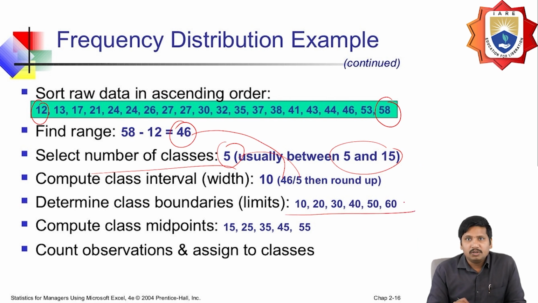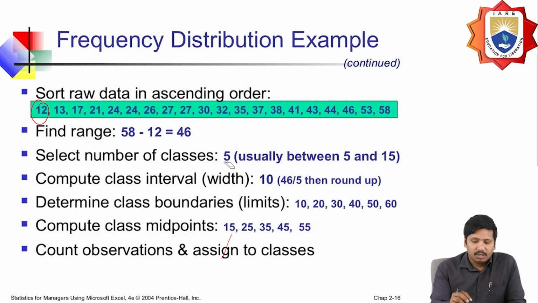The class boundaries will be 10, 20, and for the class midpoints, between 10 and 20 the midpoint is 15, between 20 and 30 the midpoint is 25, and between 30 and 40 the midpoint is 35. Like this, we have to calculate the midpoints, and we have to count the observations and assign them to the classes.